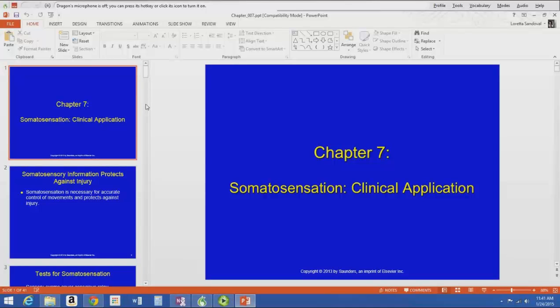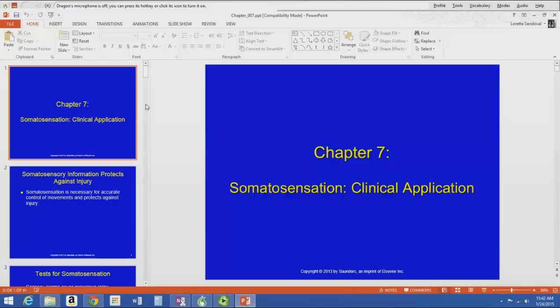Okay, now we're going to head into Chapter 7. We're still talking about somatosensation. This chapter is labeled with the subtitle of Clinical Application. So there are a couple of two chapter sequences in this book. One of them is the cerebrum, and then it has cerebrum clinical applications. And this one, somatosensation and clinical applications.